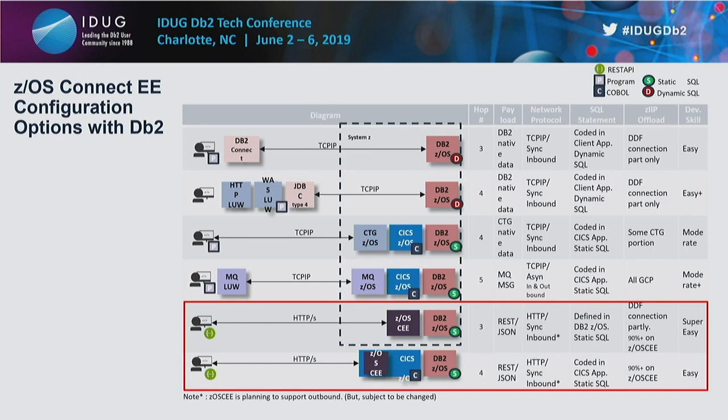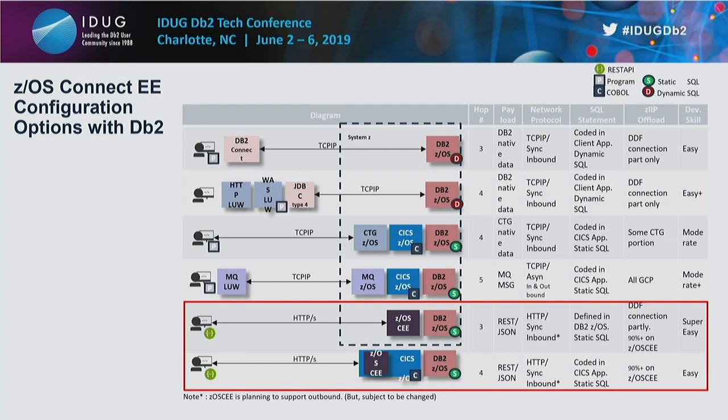Very quickly, it shows what the configuration outline is. So this would be DB application, DB2 Connect, TCP/IP coming to DB2, mostly dynamic SQL. And then what the payload is: DB2 native data, network protocol, SQL statement coded in a client app, mostly dynamic SQL, zIIP offload, and how the development skill is. And then we have the different ways. I don't know, it didn't format well. I may need to provide a new version to format this. It looks a little funny.